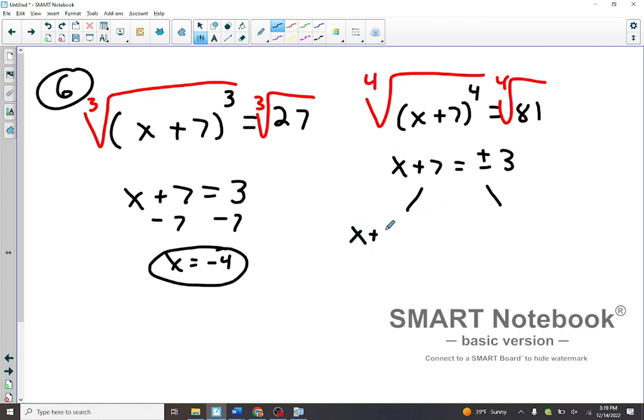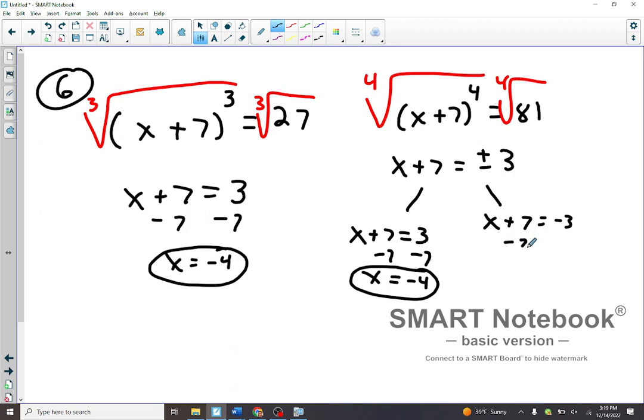So you're going to split this and solve. X plus 7 equals 3, and x plus 7 equals negative 3. Minus 7, minus 7. X equals negative 4. Minus 7, minus 7. X equals negative 10. So either of those could be functions. Yes. Okay. So you got to know how to deal with an even and odd.